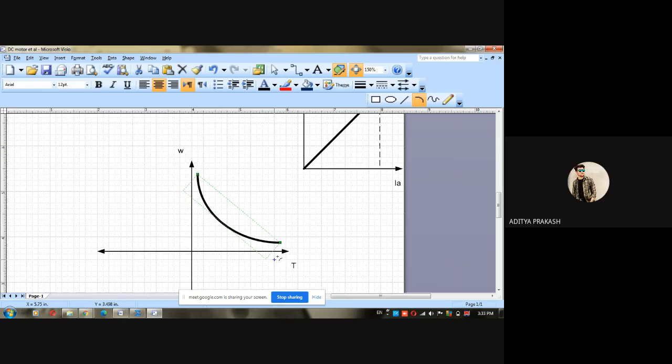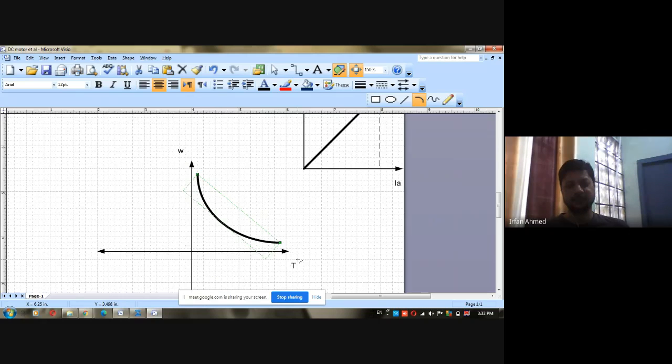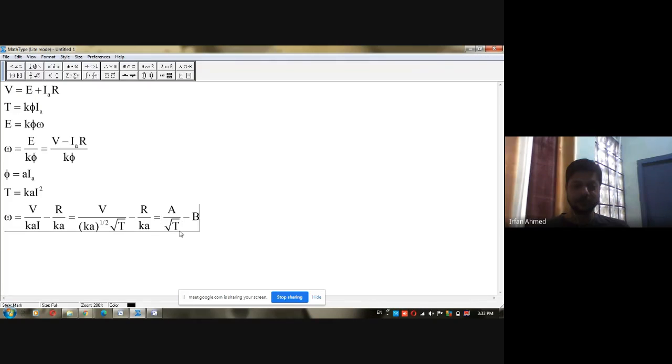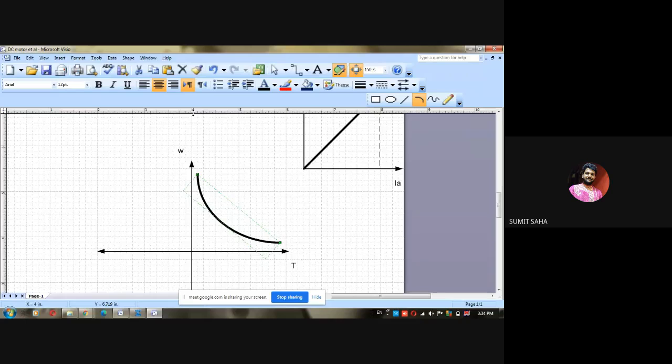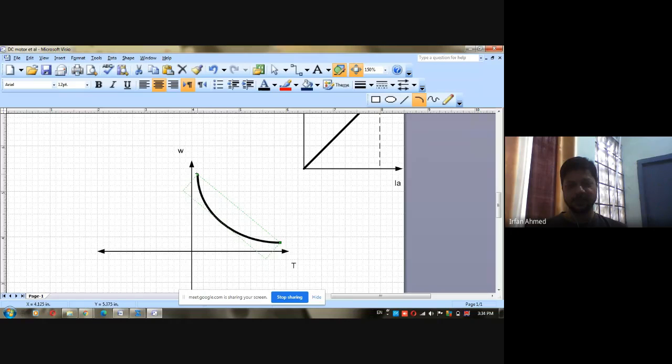For small values of torque, the speed is high. As we increase the torque, the speed decreases. If torque becomes zero, the speed becomes infinite. Okay? This line is going to touch the y-axis at infinity. Concept of asymptote. You remember asymptotes? Control system, root locus. Yes, sir. So this characteristic has the y-axis as its asymptote.